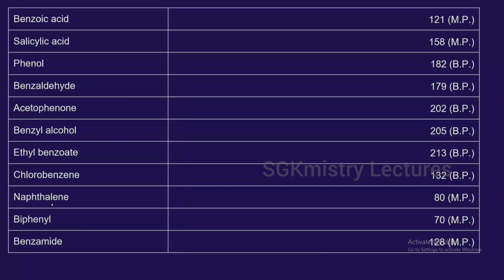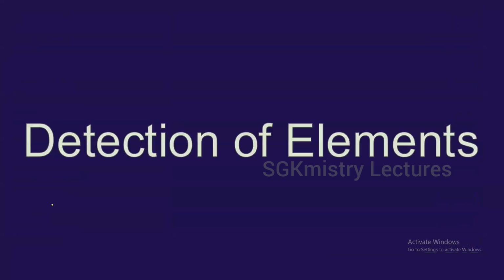So this is again the list of the other compounds. So these are the possible compounds which can be given for your organic analysis. So you can just make a note of all of these. So next, coming on to the detection of elements.